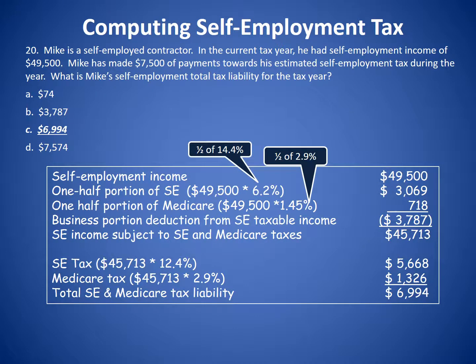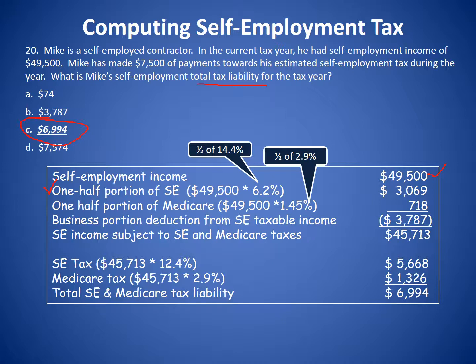Okay, the answer to number 20, the question again is, what is my self-employment total tax liability for the tax year? And the answer in this case is C, $6,994. And here's how we calculate it. We start out with the self-employment income we computed earlier, the $49,500.